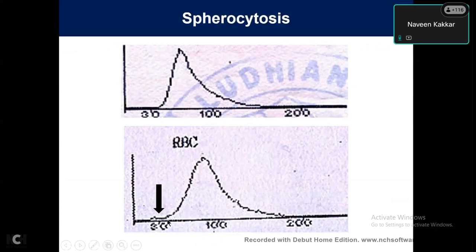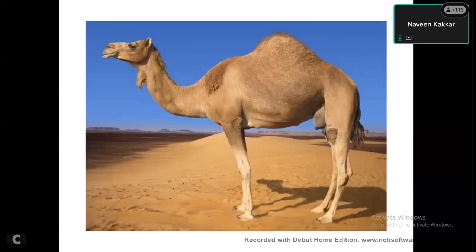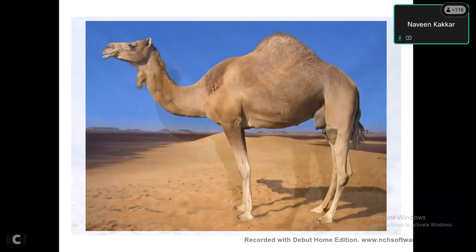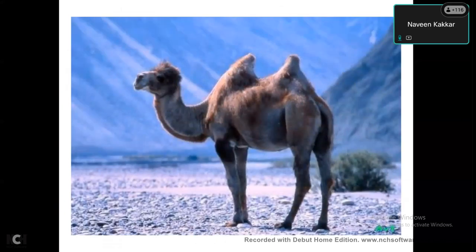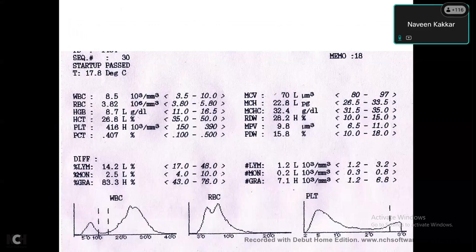That's spherocytosis. Now, we know camels have one hump, but there are two humped camels. So if you look at a histogram and you find this pattern, a double hump here, this usually means a second population that has come fresh from outside. And this is recent blood transfusion.